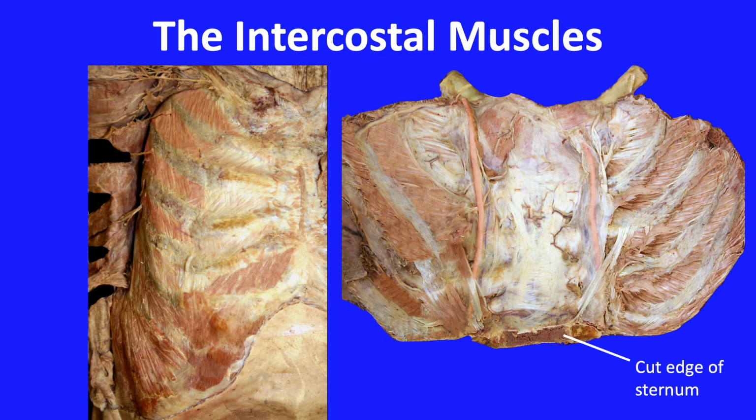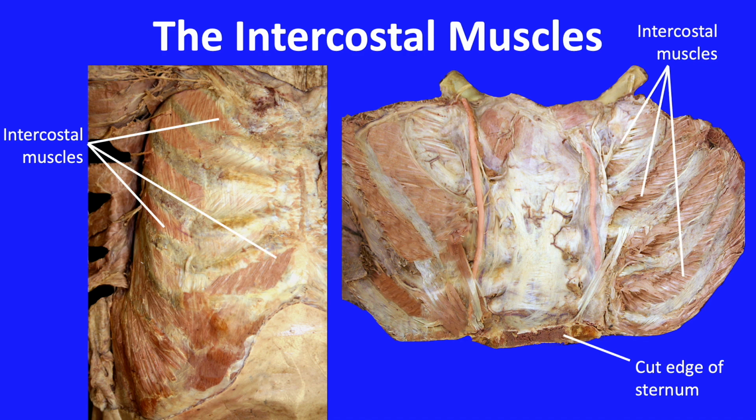The next set of muscles I need to discuss are the intercostal muscles. On the left, I am showing you a thoracic cage where the pectoralis major and minor and the serratus anterior muscles were reflected. On the right, I show you the posterior view of the thoracic cage after it was removed. In these dissections, the muscles that truly move the ribs during respiration are exposed, the intercostal muscles.